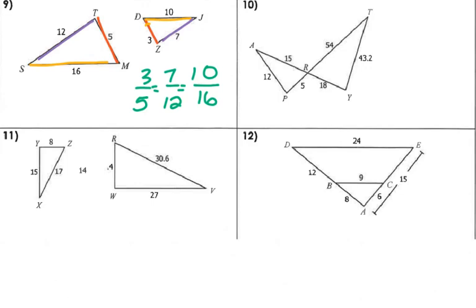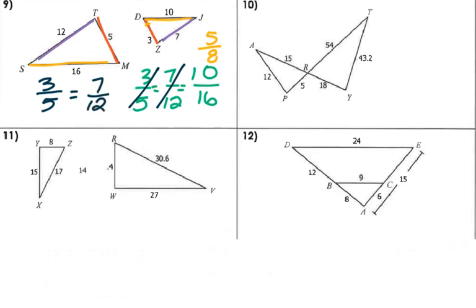Now, 3 over 5 does not reduce, 7 over 12 doesn't reduce either, and 10 over 16 does reduce down to 5 over 8, but you can already tell right off the bat that these 2 fractions that don't reduce are not proportional. Take a closer look. They're not proportional.